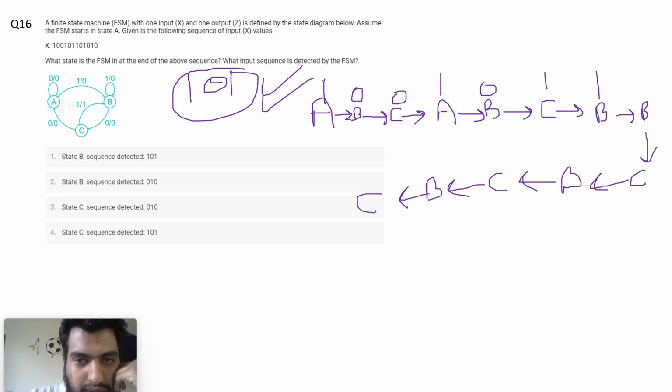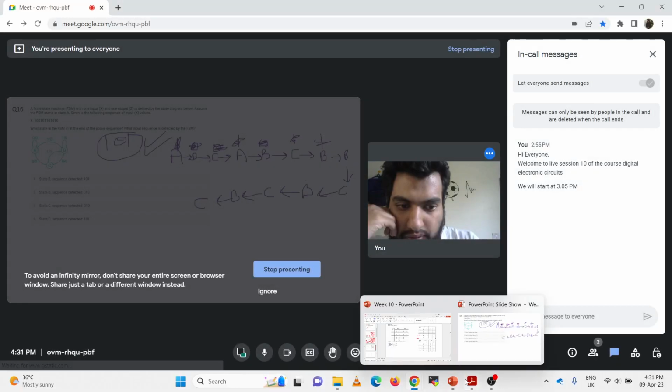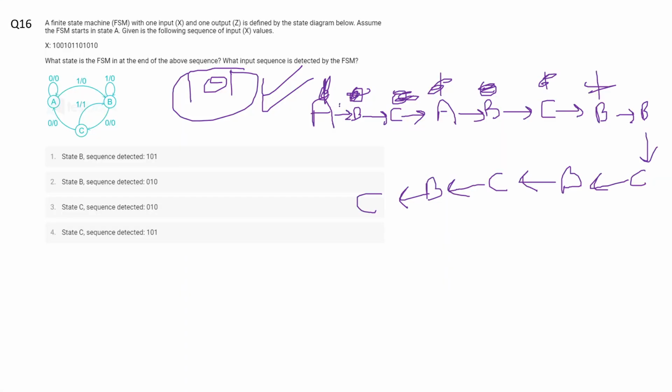So these need to be marked here, otherwise this will create a confusion. So here I'm getting 1, then 0, then 0, then 1, then 0, then 1, then 1 again, then 0, then 1, then 0, then 1, then 0. So finally I'm at state C, and 101 is detected.